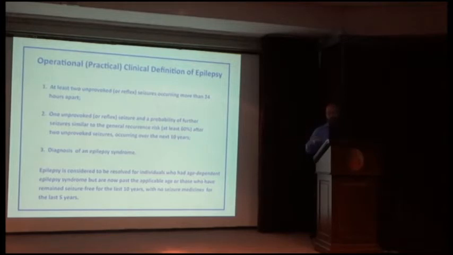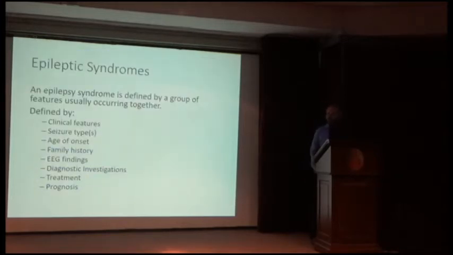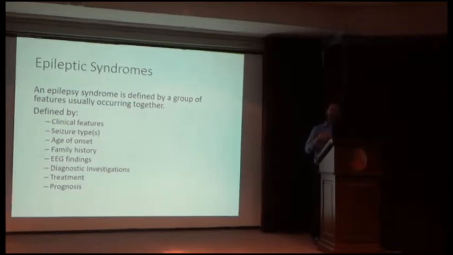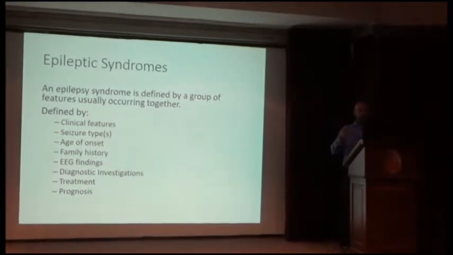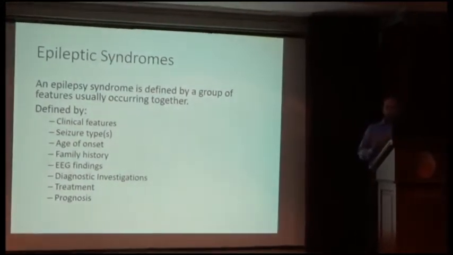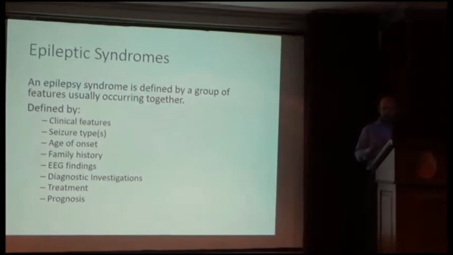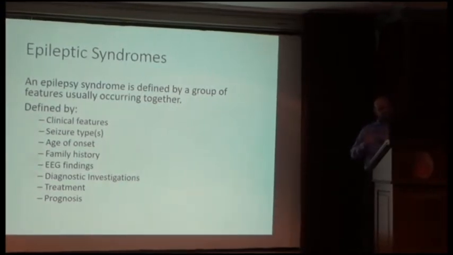to have epilepsy. Now, what's an epilepsy syndrome? That's a cohort of patients who have very similar clinical characteristics: the clinical features, the seizure type, the age of onset, the family history, EEG findings, investigations, treatment, and prognosis. They have common characteristics. And what would be the common epilepsy syndrome that we would generally see in patients in childhood? Does anyone know?